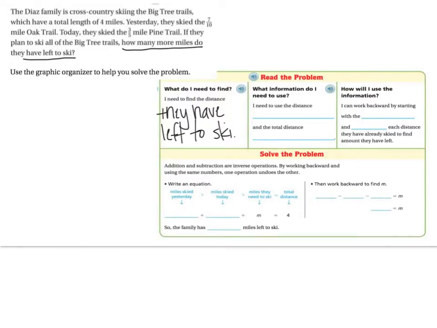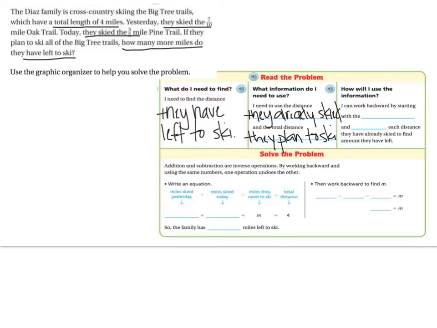Next, I need to figure out what information from the problem I need to use. Well, looking back in the problem, I see that they gave me information about the total length of the ski trail. And I also see that they gave me some distance that they've already skied out of that total distance. They've skied 7/10, and they've also skied 3/5. So when I stop and think about this, I'm going to need to use the distance that they've skied, and I'm going to need to use the total distance they plan to ski.